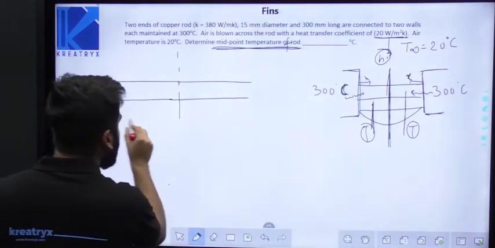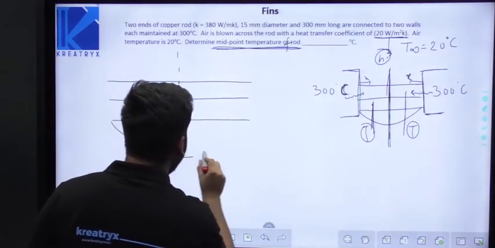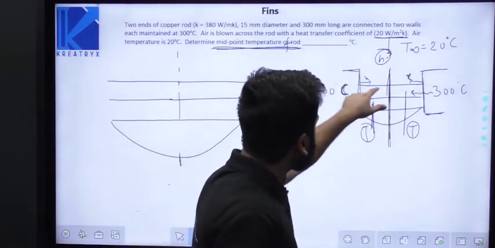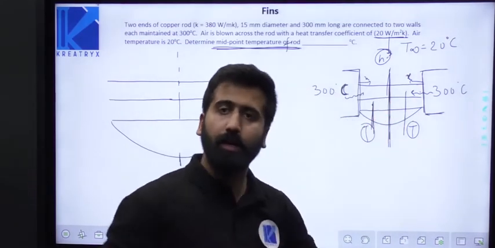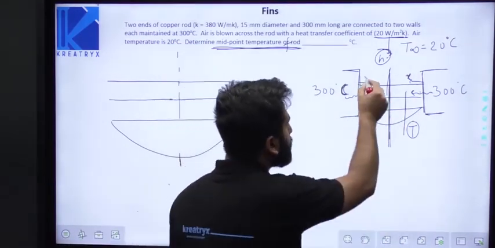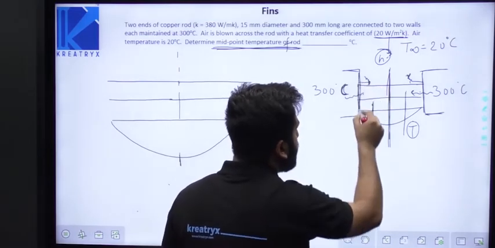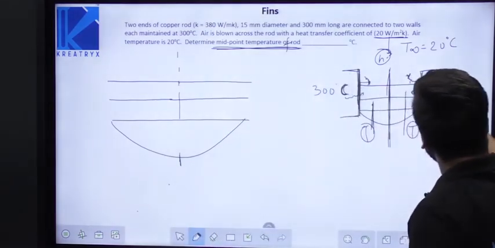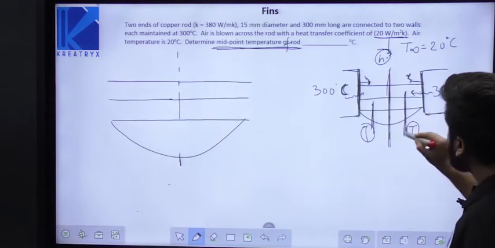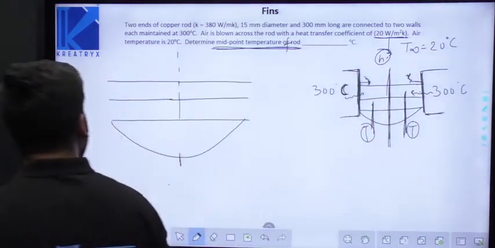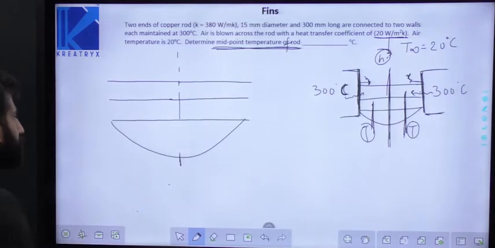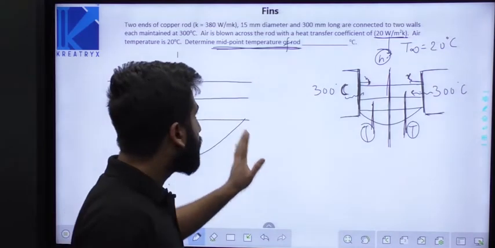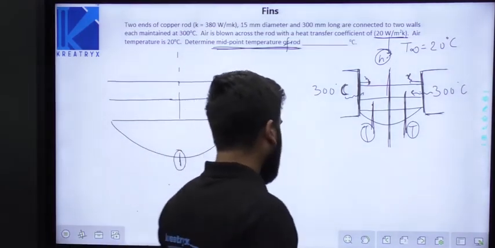So the temperature profile will be like this. The temperature will be lowest at the midpoint. Why? Because I've told you that the heat will be conducted from this side also and from this side also. It will be conducted from both the sides. So at a distance x from this side, if the temperature is T, then from this side at the same distance x, the temperature will again be T. This is the temperature profile. So we know that at the midpoint the temperature of the rod will be lowest. Okay, this is confirmed.